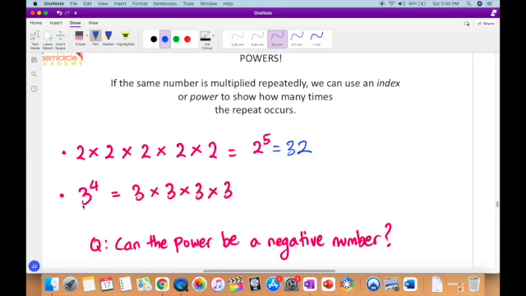Yeah? Or another example is 3 to the power of 4, which is equal to 3 four times. Not 3 times 4, no. 3 multiplied by itself 4 times. Right? 3 3s are 9, 3s are 27, 27 3s are 81.